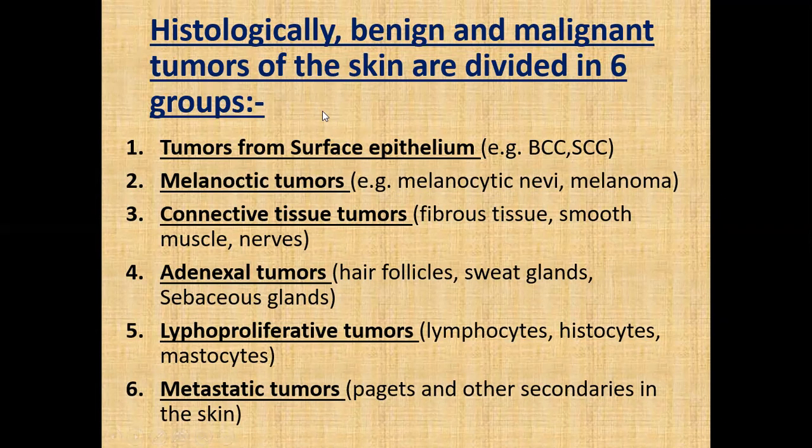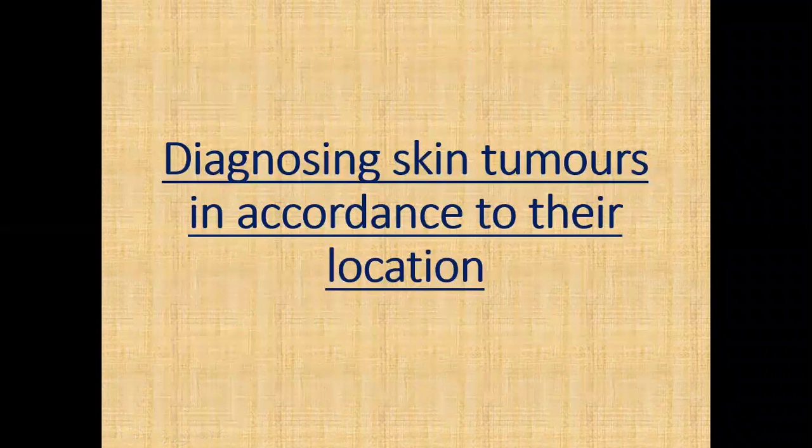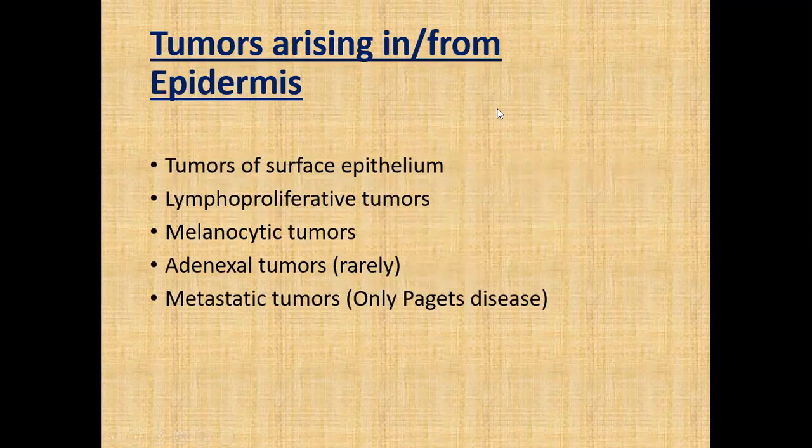But in this lecture, I will be stressing on the diagnosis of skin tumors in accordance to their location. So starting from top to bottom, the first layer of the skin is the epidermis. So we will first discuss those skin tumors that arise in and from the epidermis. The first and foremost are the tumors of surface epithelium. Obviously, these tumors arise from either keratinocytes or from the pluripotent basal cells.